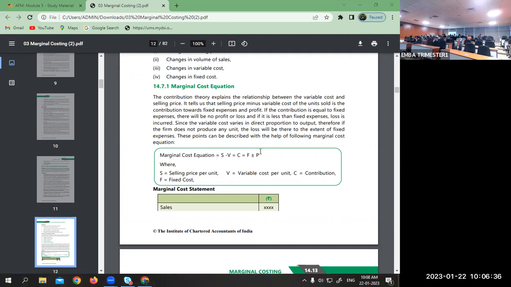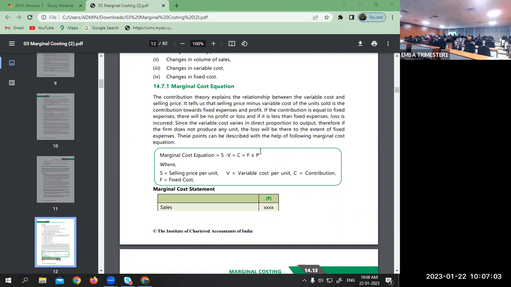In marginal costing technique, how can you say that? Contribution is equal to fixed cost. Both are the same thing. Correct. Break-even point is the volume of sales at which the contribution is just equal to fixed cost.